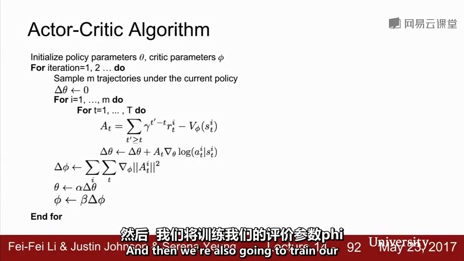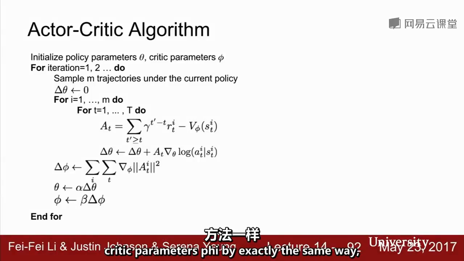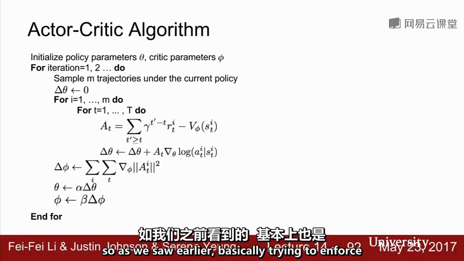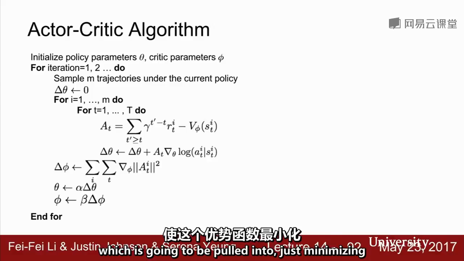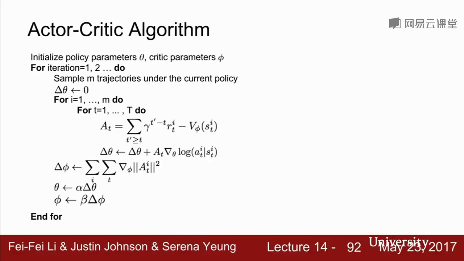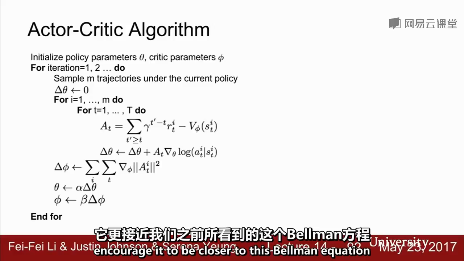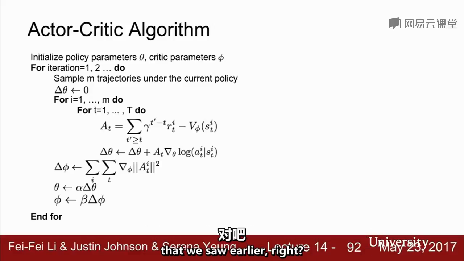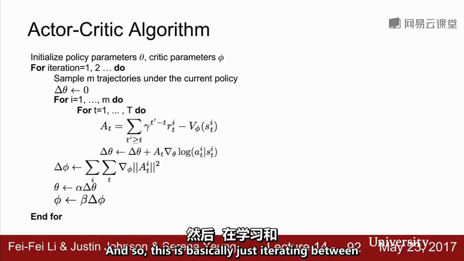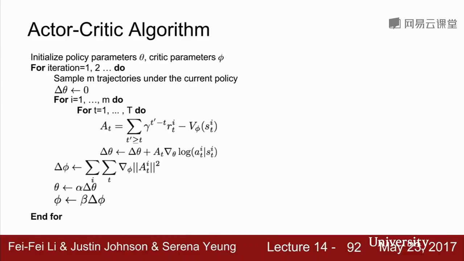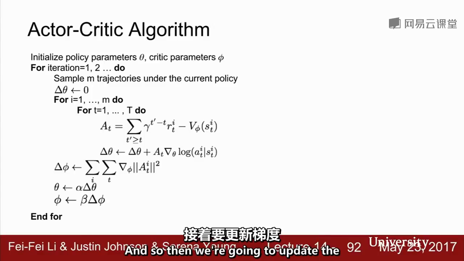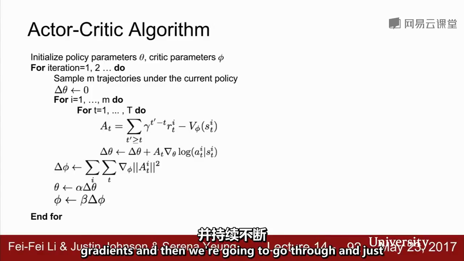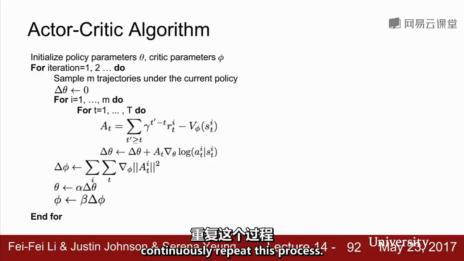And then we're also going to train our critic parameters phi in exactly the same way. As we saw earlier, basically trying to enforce this value function, to learn our value function, which is going to be equivalent to just minimizing this advantage function, and this will encourage it to be closer to this Bellman equation that we saw earlier, right? And so this is basically just iterating between learning and optimizing our policy function as well as our critic function. Then we're going to update the gradients, and continuously repeat this process.